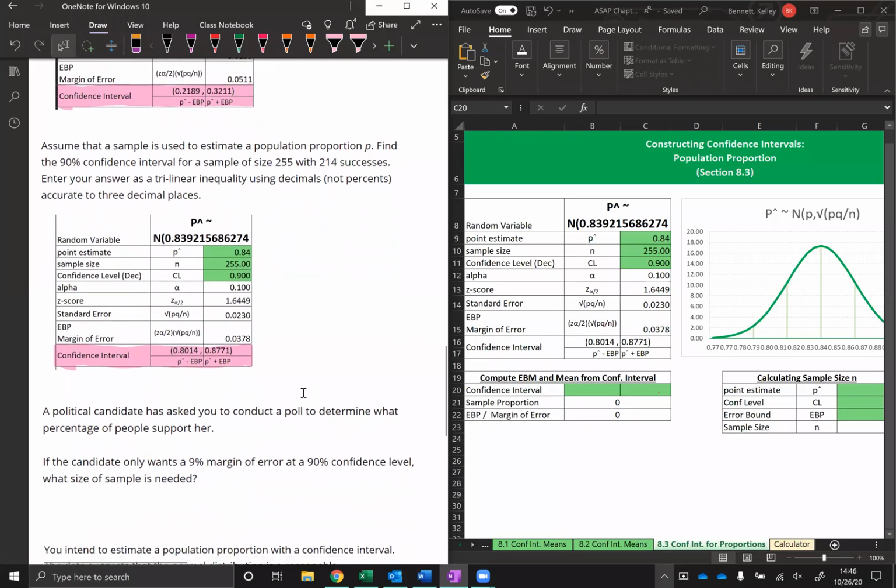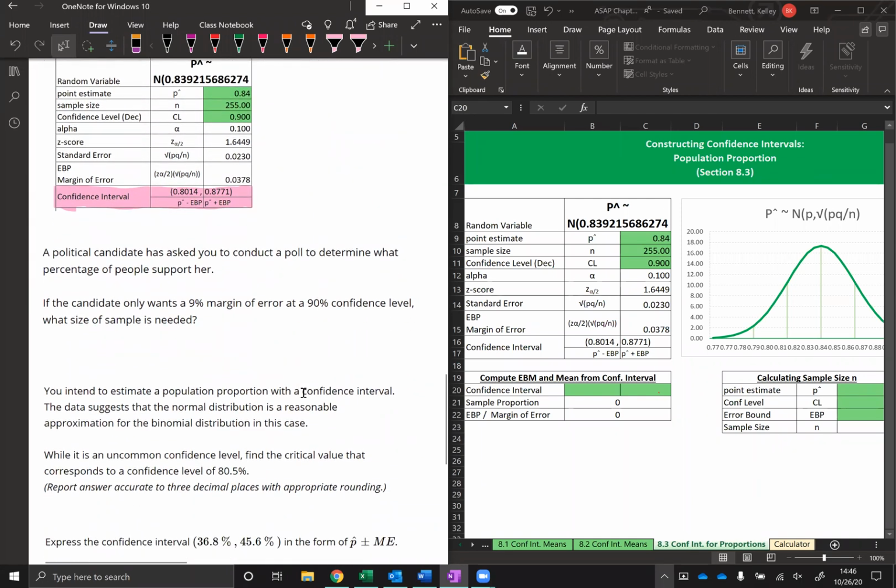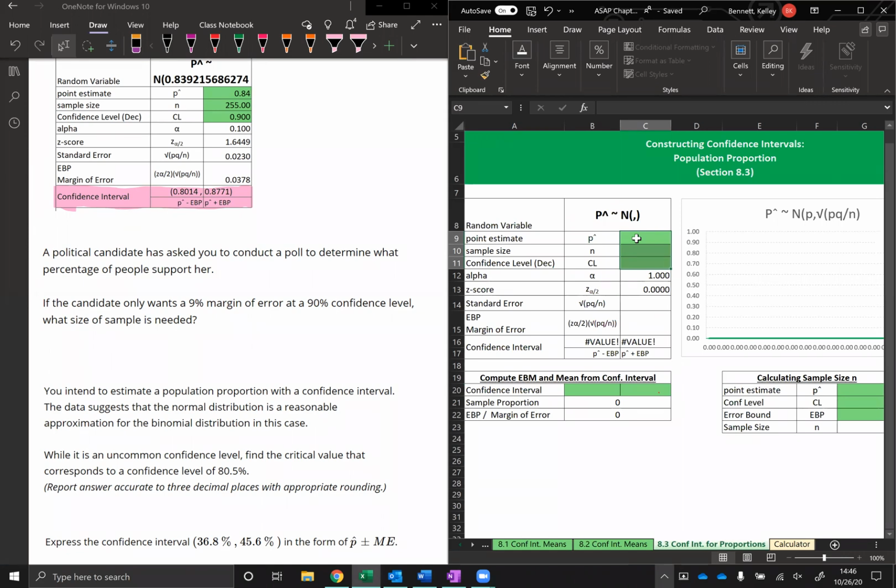All right, so now we're going to transition into a little bit of a different type of problem. Here, a political candidate has asked to conduct a poll to determine what percentage of people support her. If the candidate only wants a 9% margin of error at the 90% confidence level, what sample size is needed? If we wanted to compute our confidence interval, margin of error, or critical z value, that's all done in this first part, right? And we have to give it p hat, n, and a confidence level.